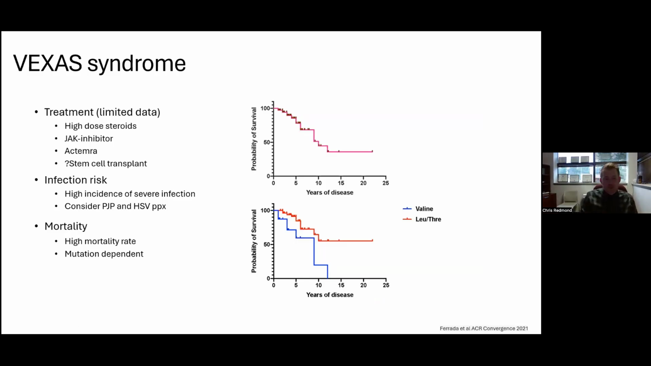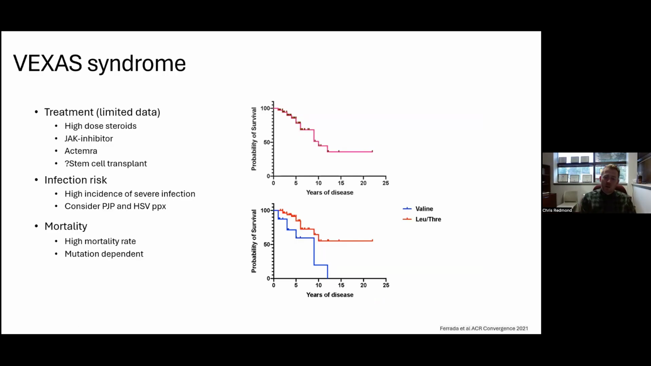It's steroids, and then we're trying different medications on it. There's some evidence JAK inhibitors like Xeljanz and Rinvoq work. Actemra is something that we use a lot for this as well. Stem cell transplant is something to be considered in early onset disease. Infection risk is really high.